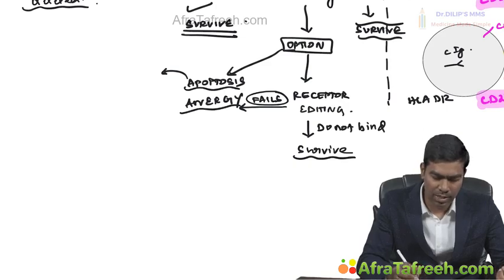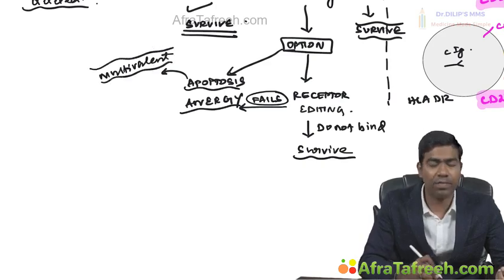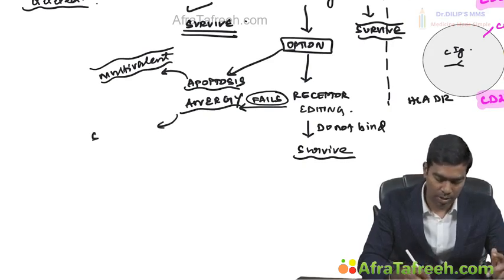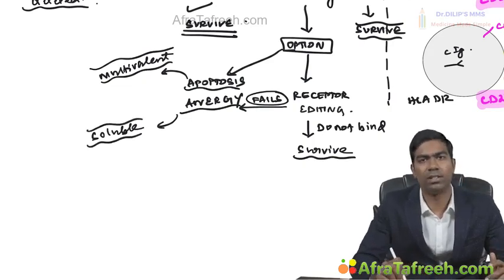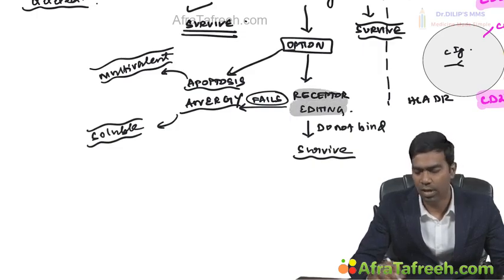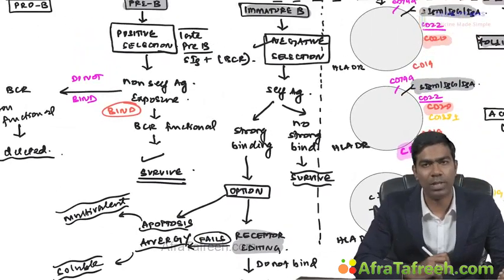Suppose the B cell is exposed to multivalent self-antigen and binds to it, then it is going to go for apoptosis. And if it binds with a soluble self-antigen or fluid phase antigen, that B cell will go for anergy. So you have to understand this important process, called receptor editing, that happens during the negative selection process at the immature B cell stage.